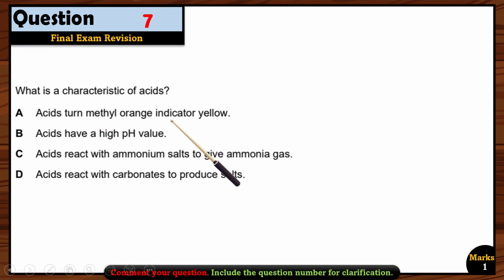Okay, acid turns methyl orange indicator yellow. Wrong. It's the base that turns methyl orange indicator yellow. You have to memorize these things. Acids have a high pH value. Again, wrong. They have low pH.